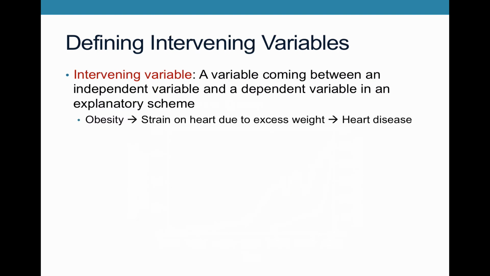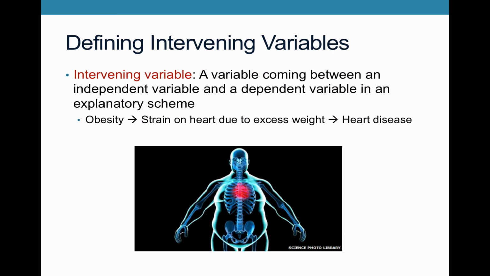An intervening variable is a variable that comes between the independent variable and the dependent variable in your explanatory scheme, in your causal model, right? So here we have obesity causing heart disease, but the question is, how does obesity cause heart disease? And so maybe your theory is that obesity causes strain on the heart due to the excess weight, and so that leads to heart disease because your heart has to simply work a lot harder. So the causal mechanism involved here would be that intervening variable, that question of how obesity affects heart disease.